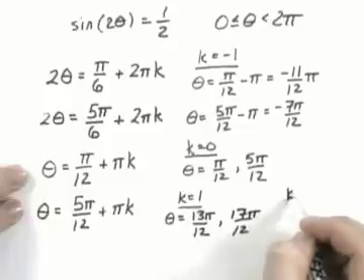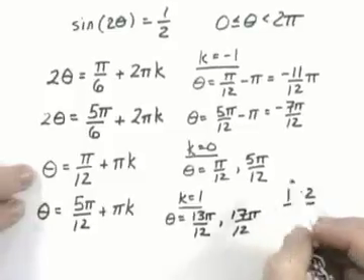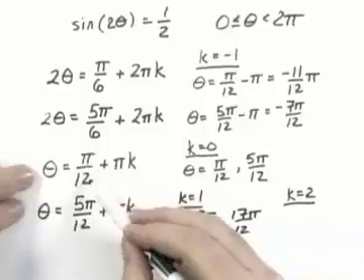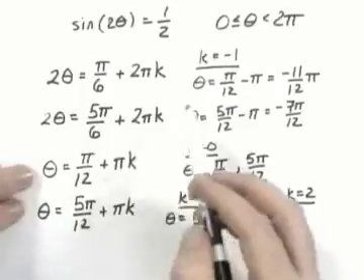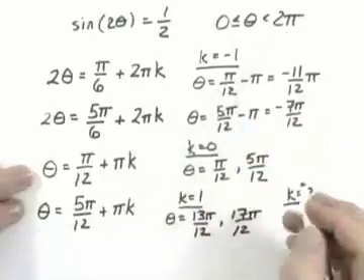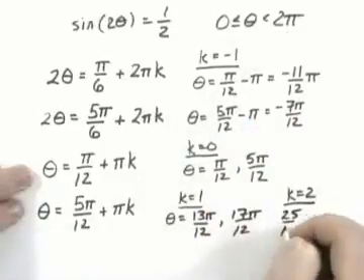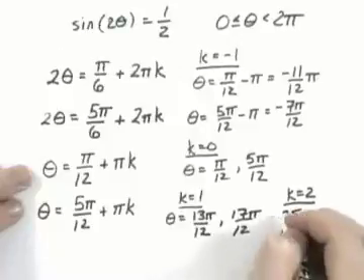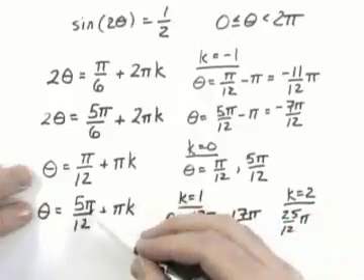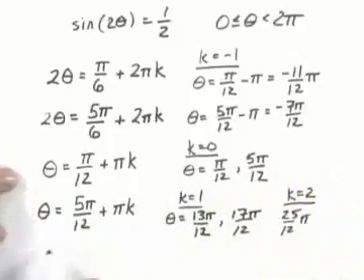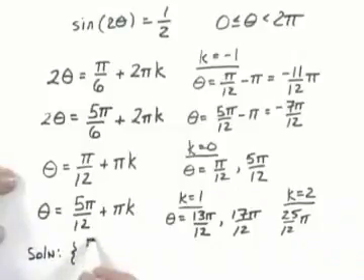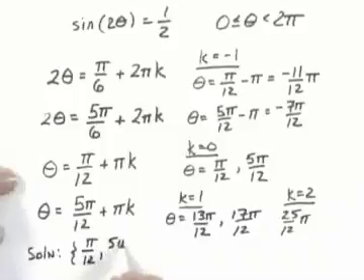Lastly, let's check k equals 2. For k equals 2, I have pi over 12 plus 2 pi. Certainly pi over 12 plus 2 pi is going to be bigger than 2 pi. In fact, it's going to be 25 pi over 12. So that's too big. Same deal here. For k equals 2, I'm going to get 29 pi over 12, and that's too big. So my solution set is pi over 12, 5 pi over 12, 13 pi over 12, 17 pi over 12.